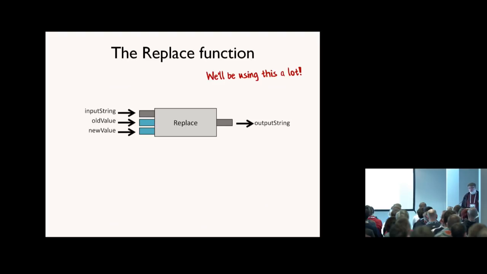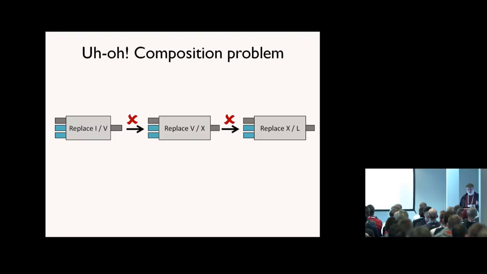Let's look at this replace function. We're going to be replacing ones with Vs and Vs with Xs. This replace function is going to be used a lot. Let's have a quick look at it. The replace function has an input string, an old value, and a new value. And the output is the new output string. That's a 3-parameter function. So the problem is, when we want to replace the 1 by the V, and the V by the X, and the X by the L, we can't glue them together. We can't glue them together because it just doesn't work. So this is our problem. How can we solve this problem?